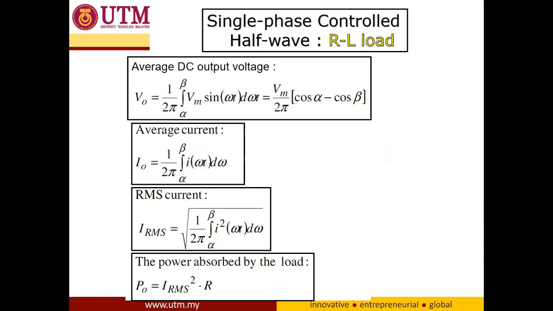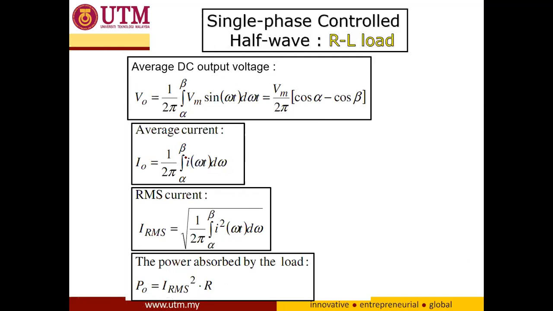And these are the average value equations for the RL load using the thyristor. Since this is the average current, you need to integrate the current here, which is very complicated because the current is no longer linear, it's no longer sinusoidal, it's a non-linear current. The RMS current also needs to be integrated, and the power absorbed by the load you need to calculate using I RMS squared multiplied by R.